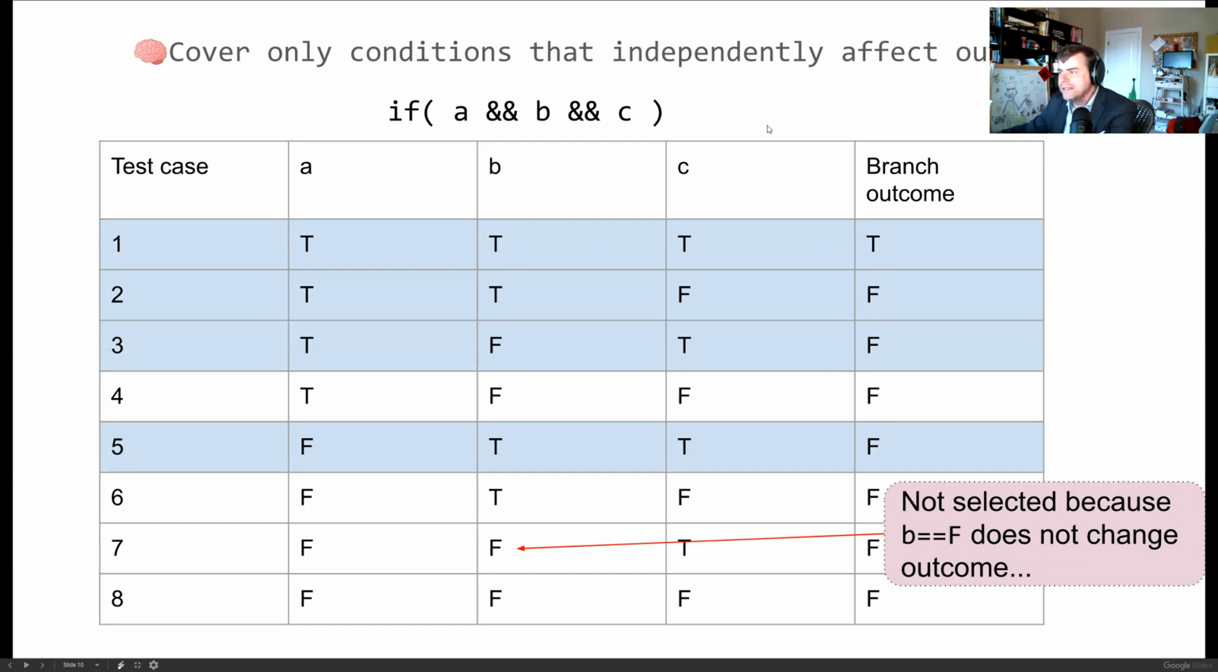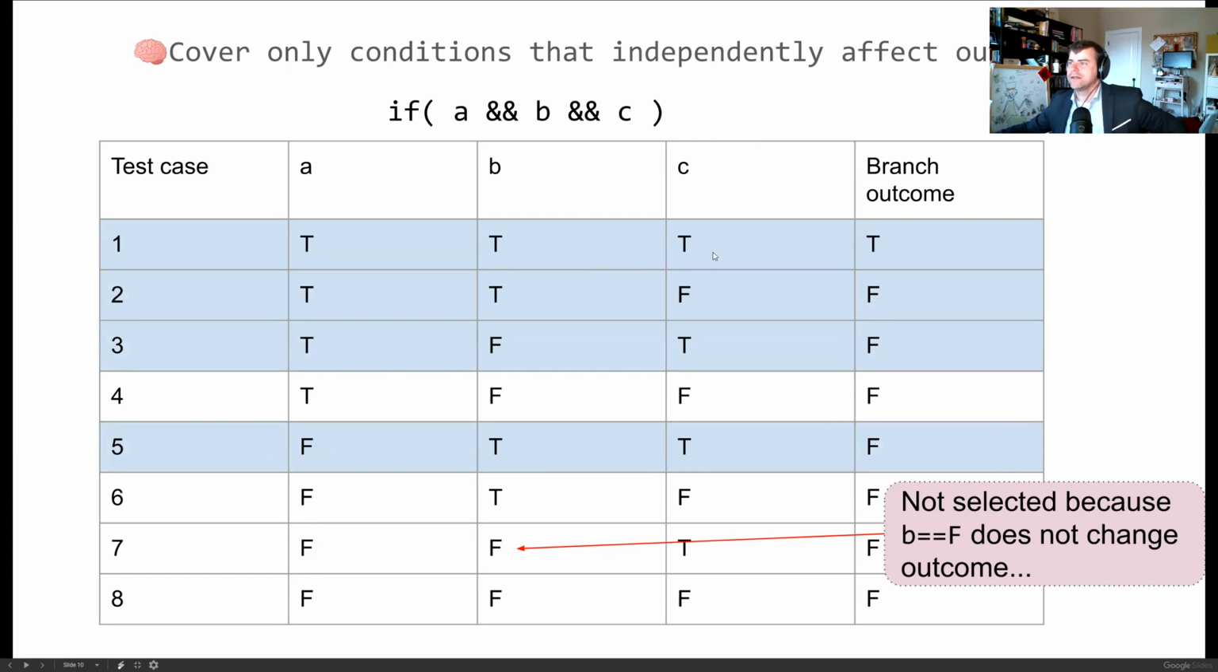And so because B does not independently affect the outcome of the test, we don't select this test case, because we already know what the outcome is. And we already have an instance of the same test case. So in this case, if this is false, but these are true and true, this is the one that is changing the outcome. If you change this to true, then the whole thing would be true, right?